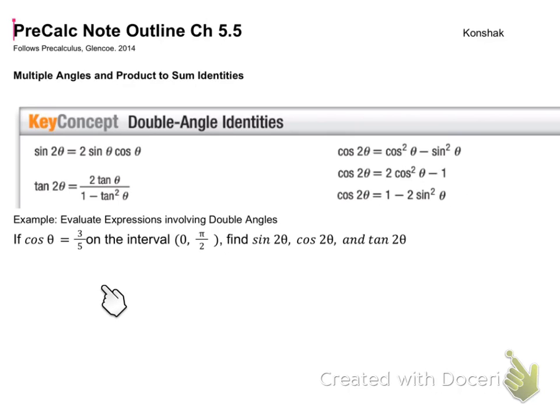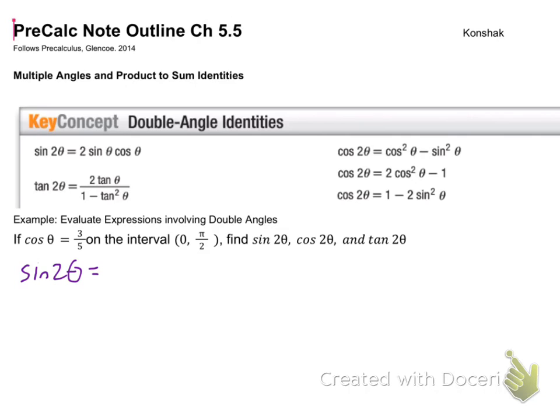So our example today is, if you're given that cosine theta is 3/5 from 0 to pi over 2, that is 0 to 90, so first quadrant, can you tell me the sine of 2 theta, cosine 2 theta, and tangent of 2 theta? So the first thing you always want to do is start off by writing out what you are given and trying to find.